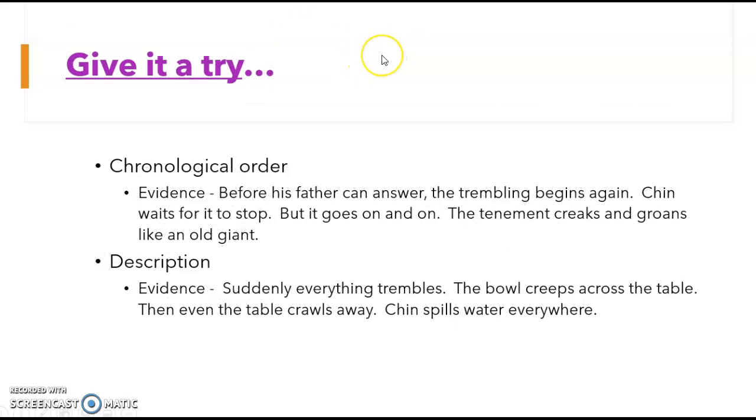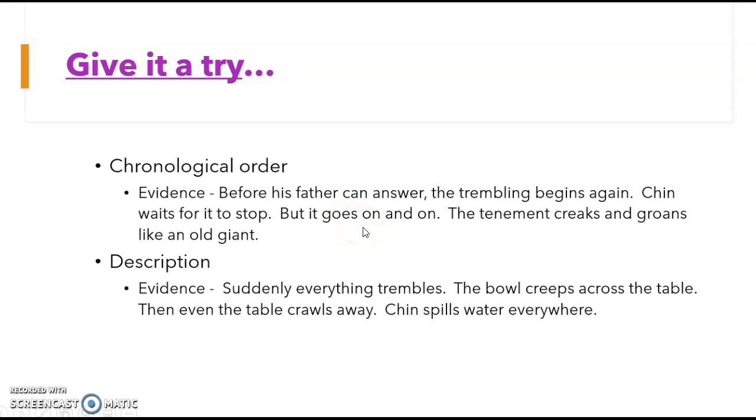Okay, I hope that you were able to give it a try, and I hope that you were thinking of what structural pattern that might be. Well, if you said chronological order, which means putting events in order, you are correct. There is definitely evidence of chronological order there, and here's some evidence that I pulled to support that. Maybe you thought of the same evidence to back up your answer.